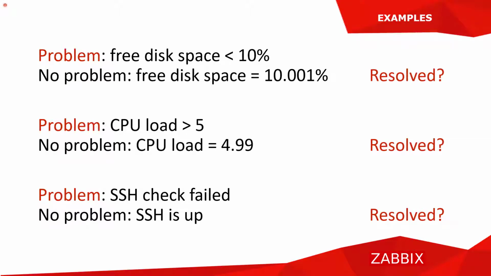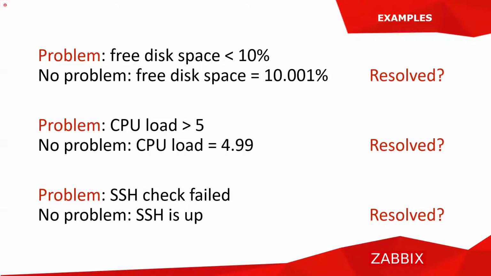Let's say you have a trigger that says free disk space is below 10%, meaning there is a problem with the system itself. But as soon as the available space becomes above 10%, even by 1000, it will be resolved. But is it actually resolved? Unfortunately, no, it is not. Or let's say the CPU load is above 5 and you monitor exactly that, so the trigger fires. But then CPU load falls below 5, so to 4.99. Is it really solved? Probably not.